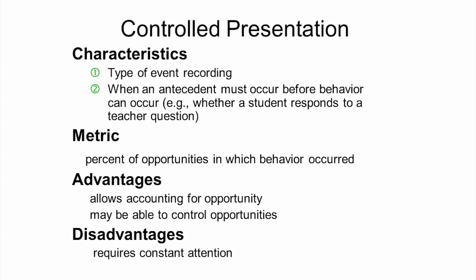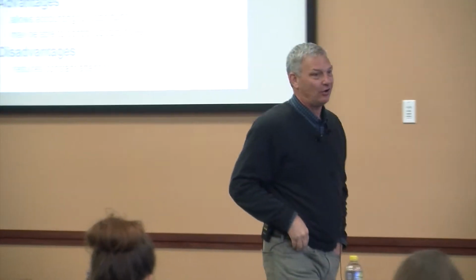So if I say, student will answer a question correctly from the teacher, 80% of opportunities. Okay, there's my kid. I do not need to look at you at all until I ask a question. Then I need to look, because I've defined when I collect that data. If I'm not the one controlling the opportunity, then I have to be watching for the opportunity and the behavior.